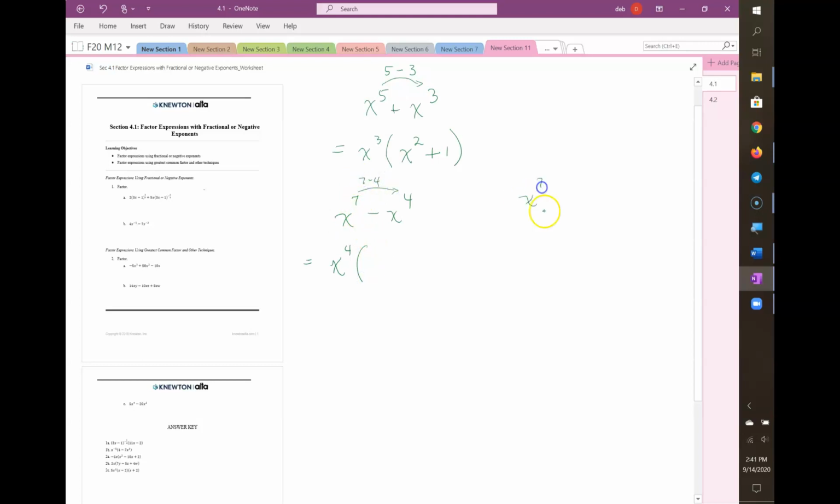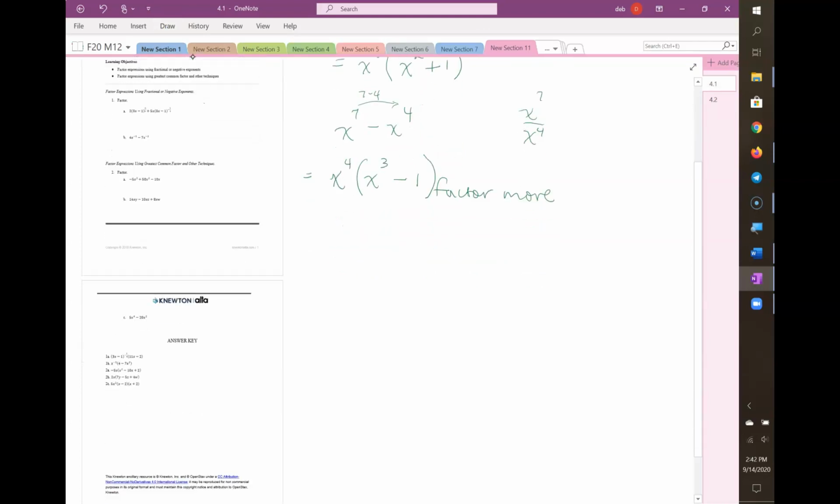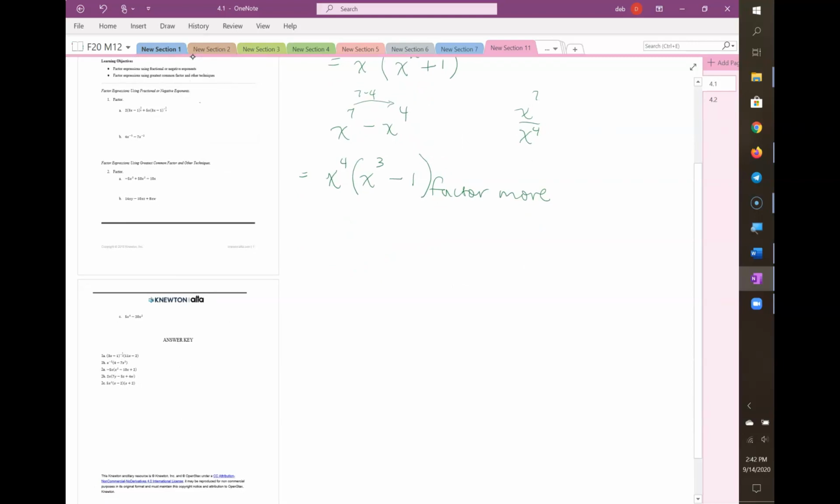Some people do x to the seventh over x to the fourth. Whatever way you think about it, you would get x cubed minus 1, and then you would need to factor that more because that's a difference of cubes, which we'll talk about more when we do a factoring review later. So now that we've reviewed kind of simpler factoring, let's look at one that's a little bit more complicated, but see if we can bring the same thought process with us.